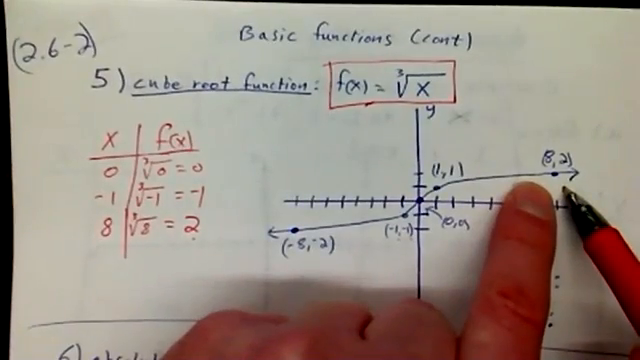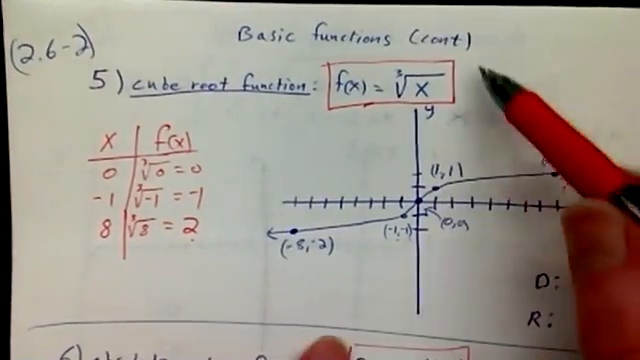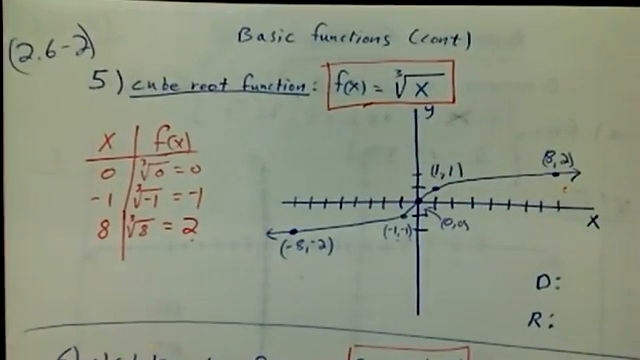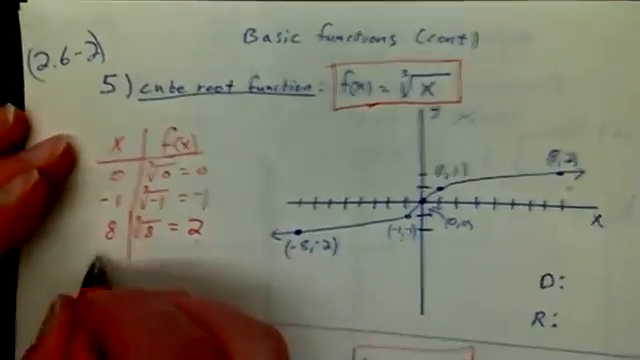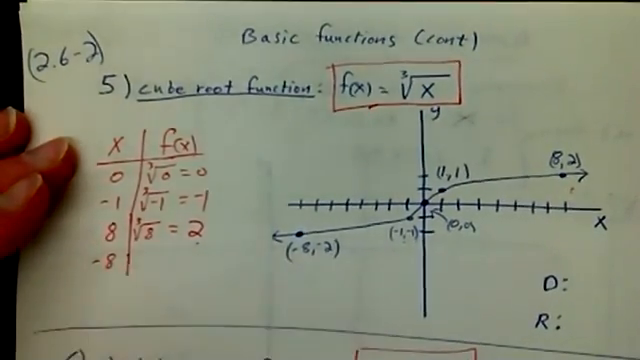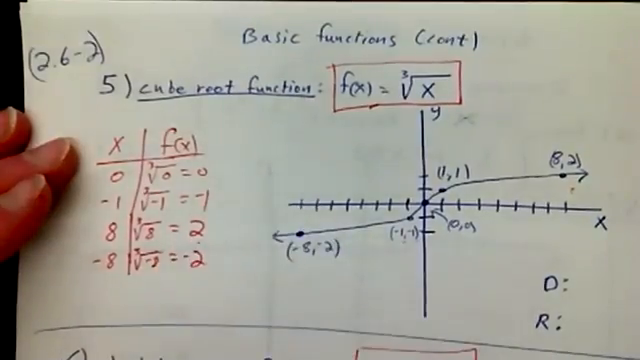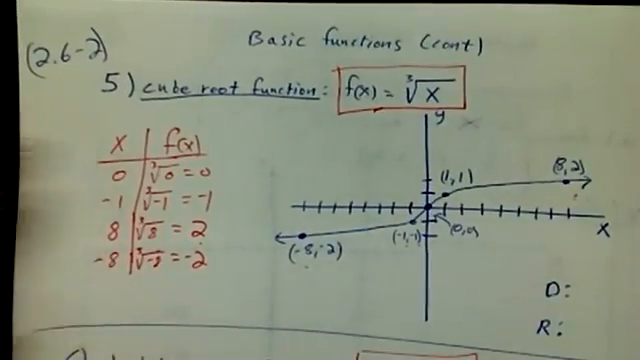8, 2. Okay, so this is a little different. Instead of shooting up real fast, it's going kind of like this. Kind of like that whole square root situation, except it's a cubed root. And finally, -8. Cubed root of -8 is going to be -2, so I have -8, -2.